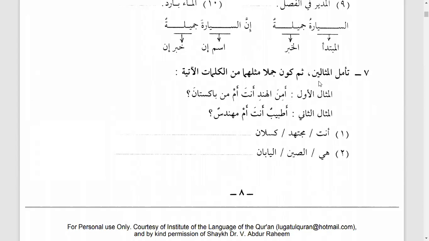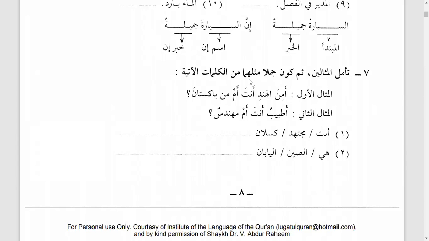Ta'ammalil mithalaini. And next, thumma kawwin. Again here, kawwin is a different type of verb. Kawwin jumalan mithluhuma minal kalimat al-atiyati.